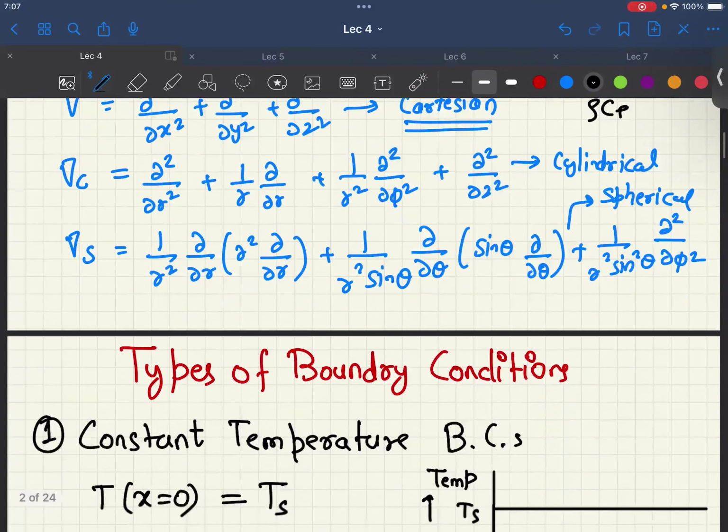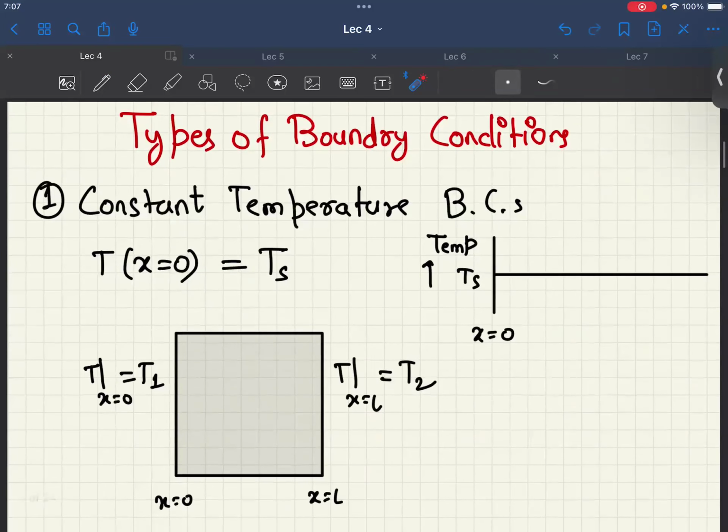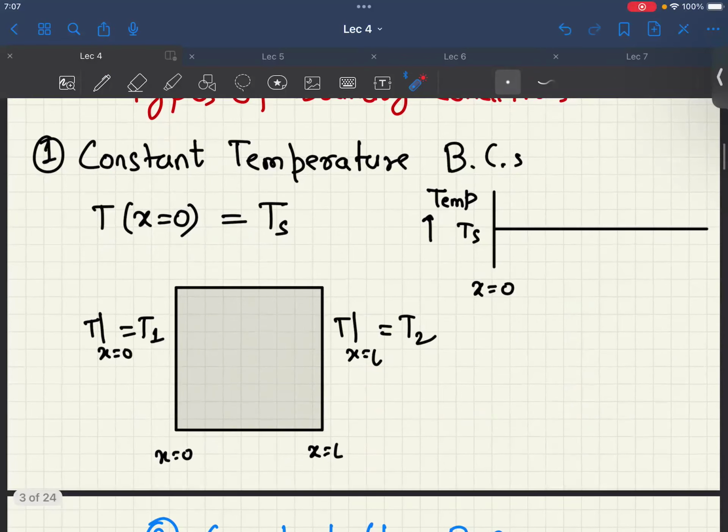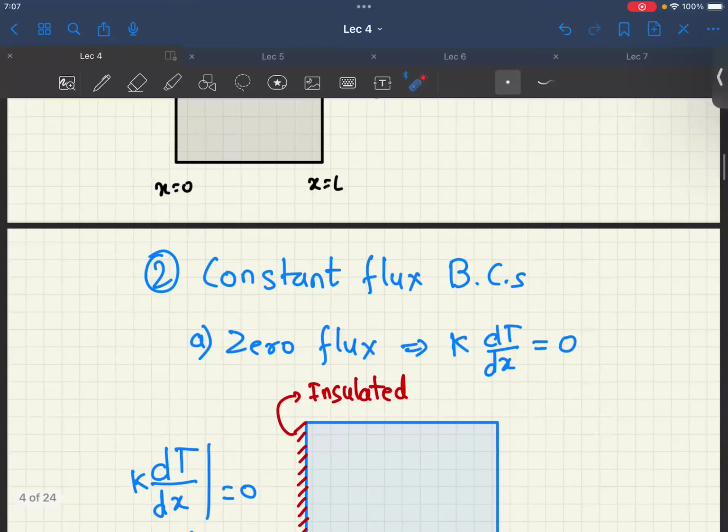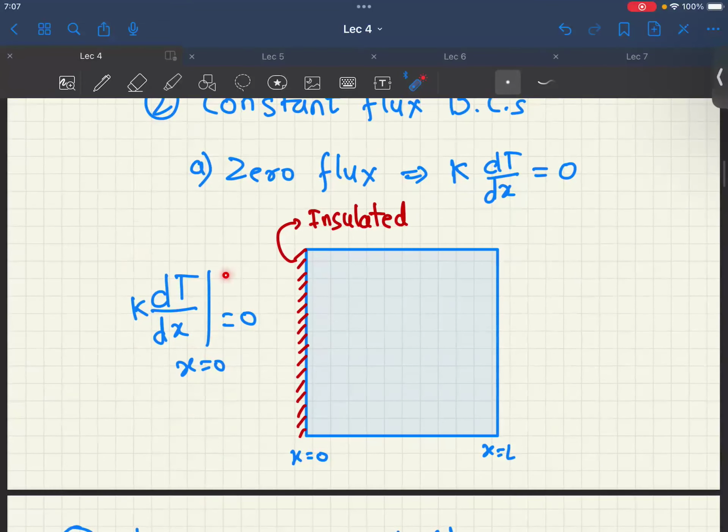Now, in addition, we also saw different types of boundary conditions. For example, the constant temperature boundary condition, which states that the temperature at any particular surface is some value. Then the constant flux boundary condition, which could be something like k into dT by dx equal to 0, or rather it should be minus k into dT by dx equal to 0. It should be minus. This boundary condition basically corresponds to an insulated surface.